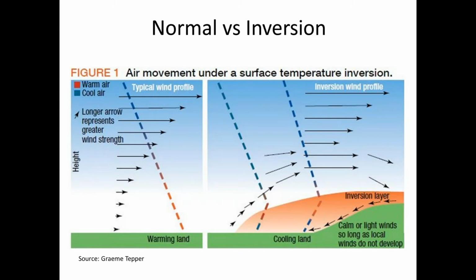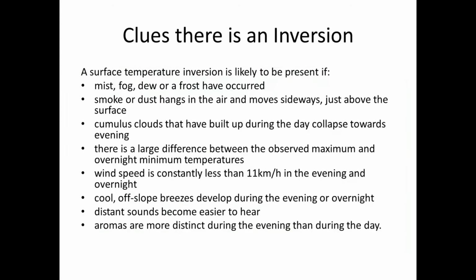Here's a list of the clues that there's an inversion. Surface temperature inversions are likely to be present with mist, fog, dew or frost, so they're quite easy to see in wintertime. Smoke or dust hanging in the air: I encourage people, if they see machinery working late in the afternoon or just on sundown, particularly headers, we'll see that dust moving sideways for several kilometres. It's quite a good time to see inversions when there's a bit of dust in the air, moving sideways just above the surface.